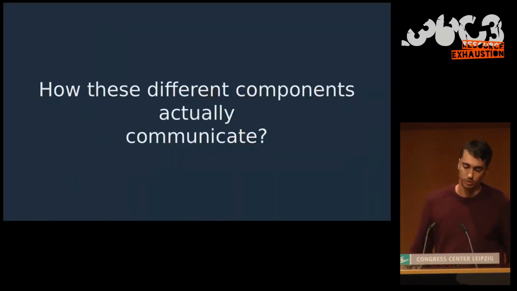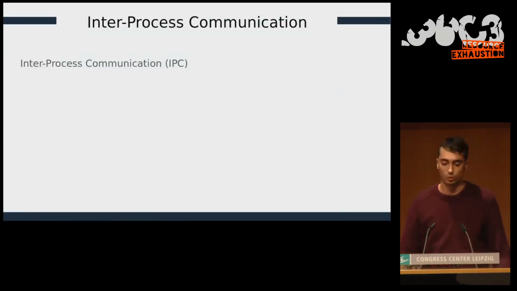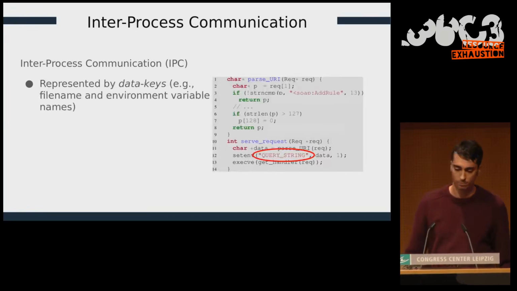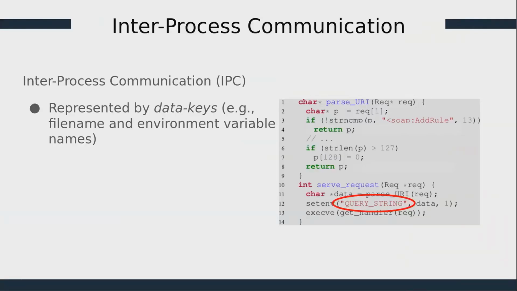So then we wonder how these different components actually communicate. They communicate through what is called inter-process communication, which basically is a finite set of paradigms used by binaries to communicate, such as files, environment variables, MMIO, and so forth. All these IPCs are represented by data keys, which are file names, or in the example before here on the right, the query string environment variable.